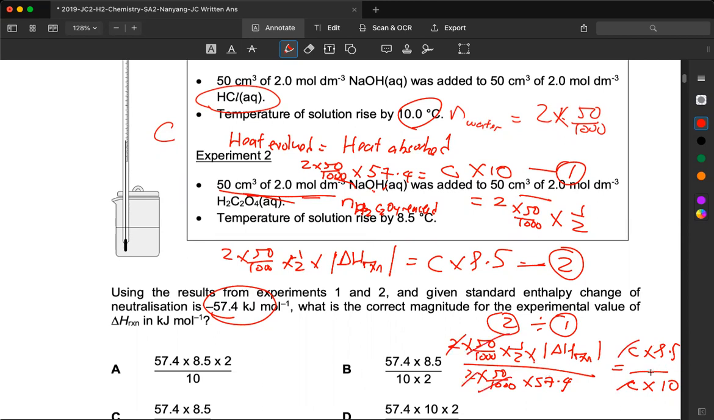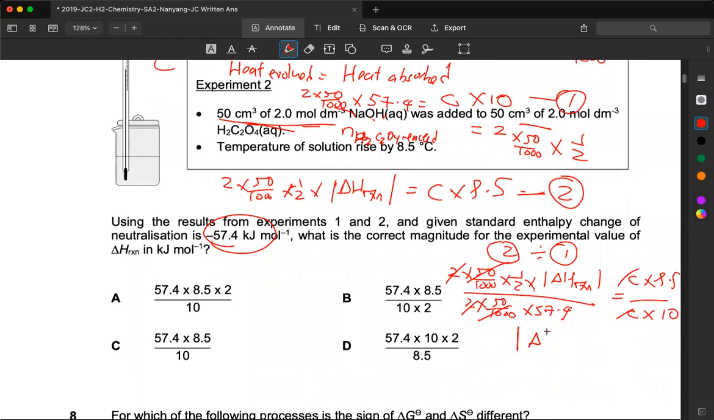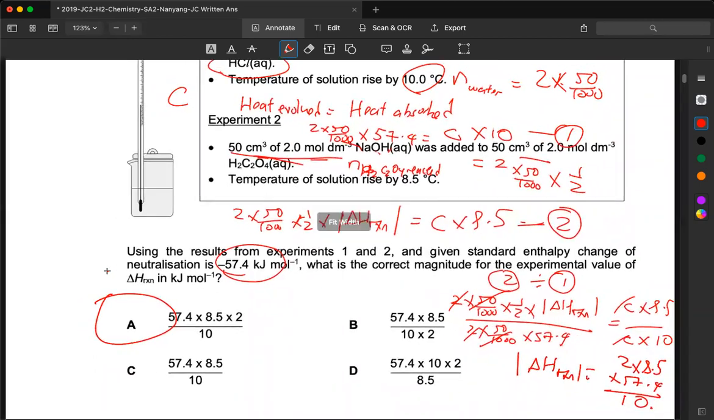This one moves over, then you bring over to become 2 times 8.5. Now move over times 57.4 divided by 10. You look like A. Take a look at this question again before we move on to the next one.